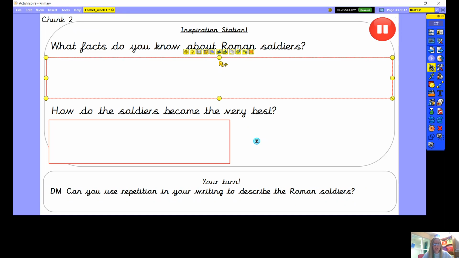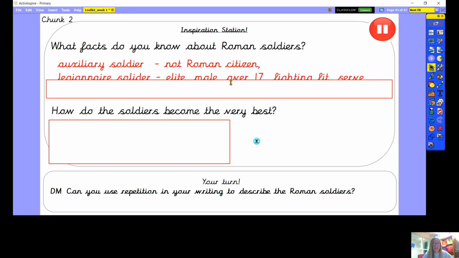Okay, so here's what I came up with. So add anything to your planning under chunk 2 if you don't have these ideas. So I just put down here, so we know that there are 2 types of soldiers. There's first of all an auxiliary soldier, and you have to be an auxiliary soldier if you're not a Roman citizen. So that's one type of soldier. The other type of soldier were the Legionnaire soldiers, and these were the elite. So remember that word elite, it means the very best. You had to be male to be a Legionnaire soldier, well, to be any soldier actually, and you have to be over 17.